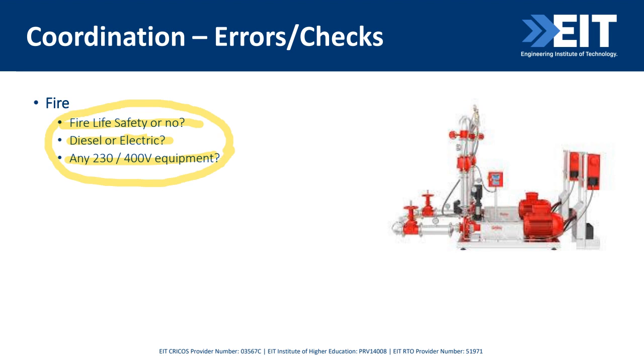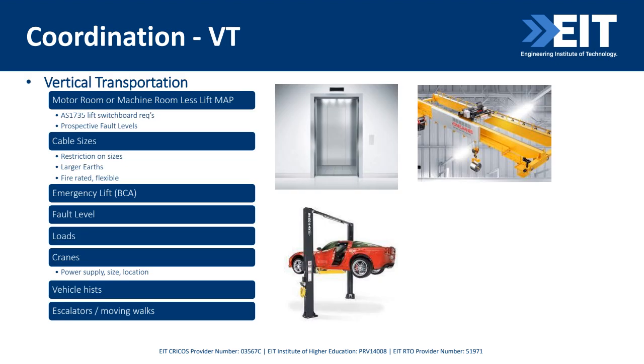All right, next up, VT. So this is vertical transportation. Say you've got a lift. What's an important question is, does that lift have a motor room? Is it a machine room-less lift? Do I provide power to the top of the lift, or do I provide a power supply to the bottom of the lift shaft?